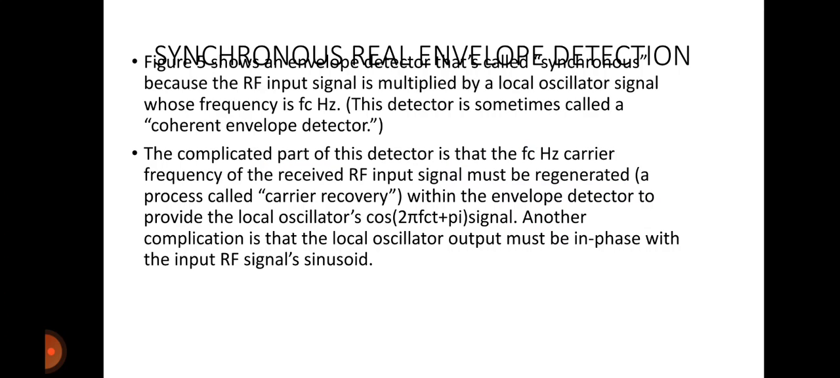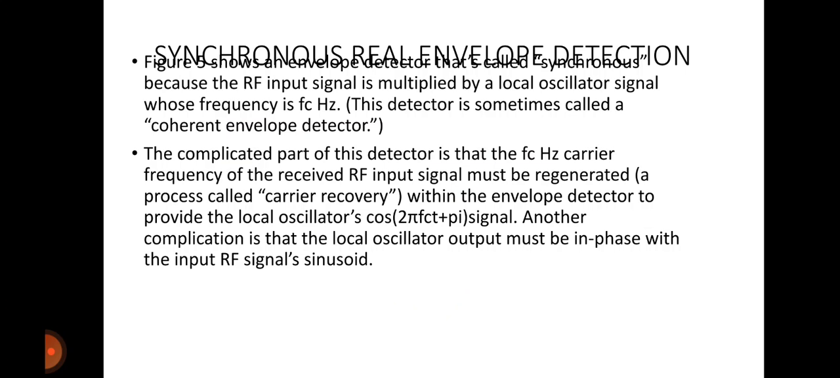Figure 5 shows an envelope detector that is called asynchronous because the RF input signal is multiplied by the local oscillator signal whose frequency is fc Hz. The complicated part of this detector is that the fc Hz carrier frequency of the received RF signal must be regenerated within the envelope detector to provide a local oscillator cos(2π fc t + π). Another complication is that the local oscillator output must be in phase with the input RF signal.